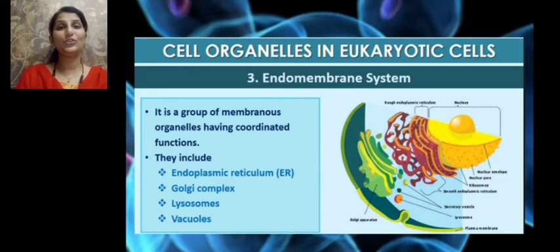Dear children, in this module, we are going to learn about the endomembrane system, which comprises the endoplasmic reticulum, the lysosomes, the Golgi complex, and vacuoles. What is this endomembrane system? It is a group of membrane-bound organelles having coordinated functions, that is the endoplasmic reticulum, the Golgi complex, the lysosomes, and the vacuoles. They are different cell organelles, but they function together in a coordinated manner. That is why these four together form the endomembrane system.